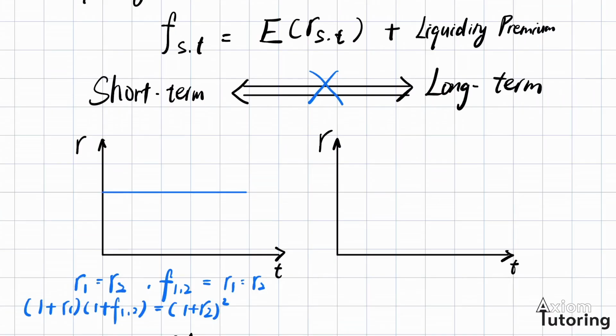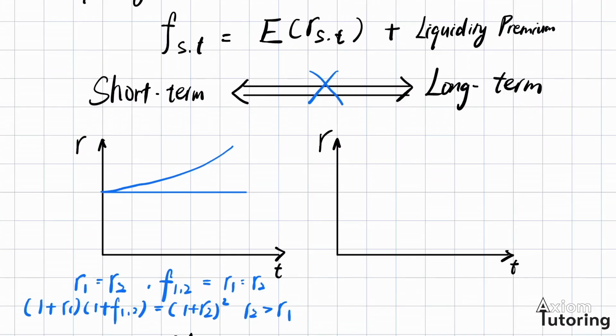What if R2 is greater than R1? Then I must see an upward sloping term structure. In this case, the forward rate between year 1 and year 2 must be greater than R1, because R2 is greater than R1. This could explain an upward sloping yield curve or term structure.